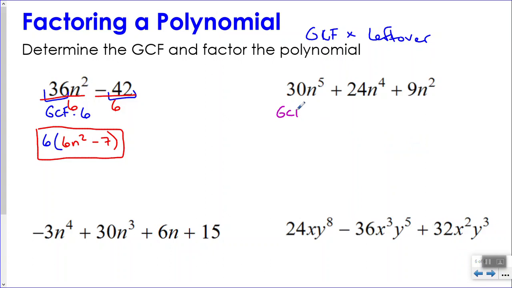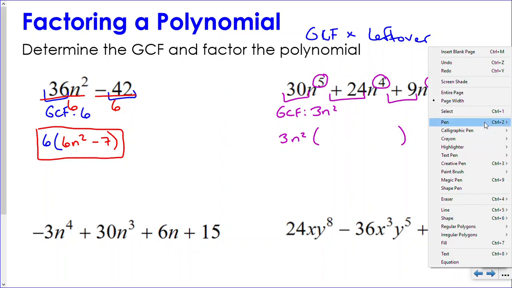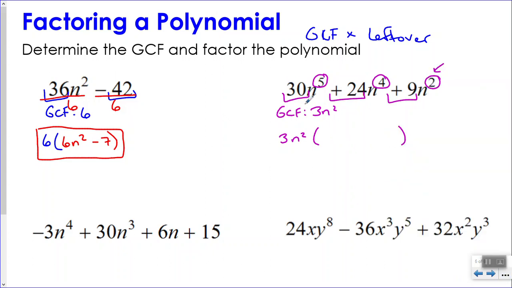So if we look at this one, we have 30, 24, and 9. The common factor between 30, 24, and 9 is 3. And then we look at our powers. We have 5, 4, and 2. We take the lowest, so we have n squared. This means I'm going to write a product between 3n squared and whatever is left over. To find those leftovers, we go ahead and factor out 3n squared.